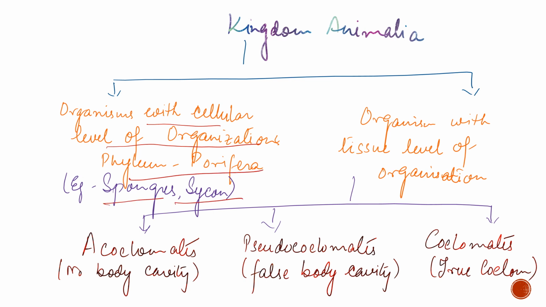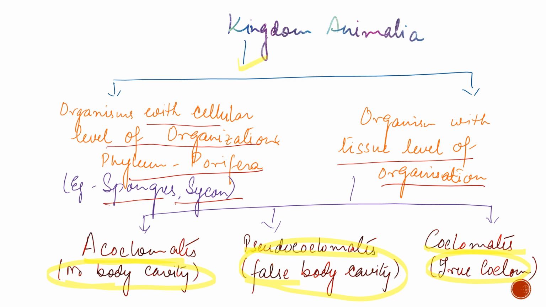Now kingdom Animalia is further divided on the basis of tissue level organization. When it comes to tissue level organization, we divide them into three main parts: acoelomates, pseudocoelomates and coelomates. Acoelomates means they have no body cavity. Pseudo means false, so pseudocoelomates have a false body cavity, and coelomates have a true coelom.